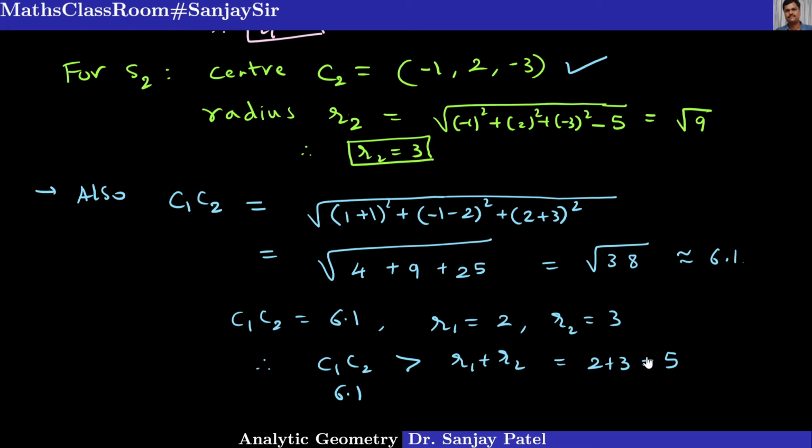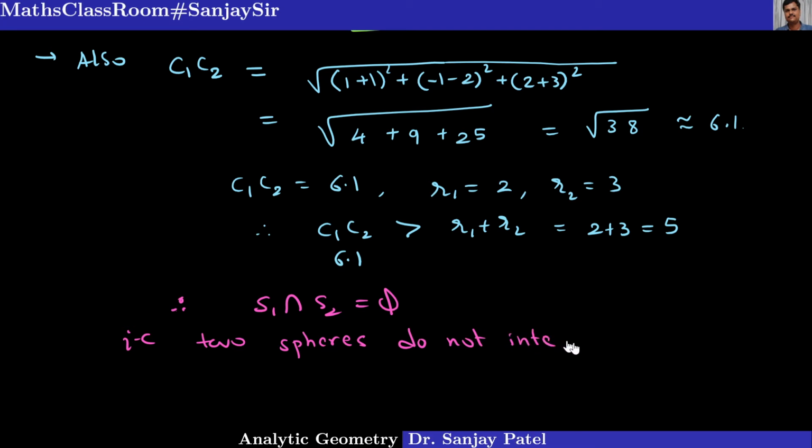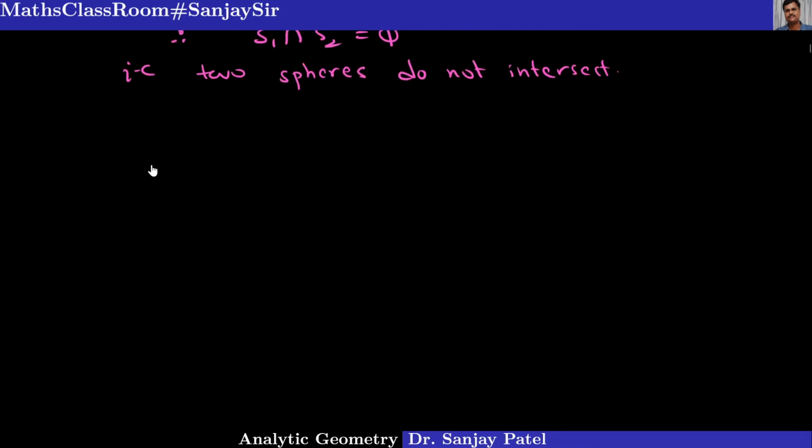So what is the situation? When the distance between the two centers is greater than the sum of the radii, the two spheres do not intersect each other. So in this case, the conclusion is S1 intersection S2 is equal to empty set. That is, the two spheres do not intersect. Okay. Let us take some interesting problem where the two spheres may intersect or touch.